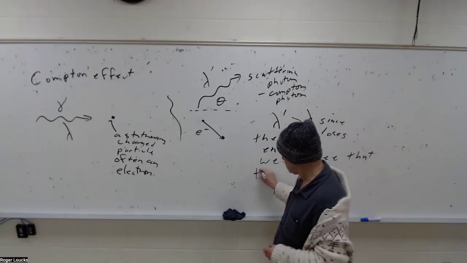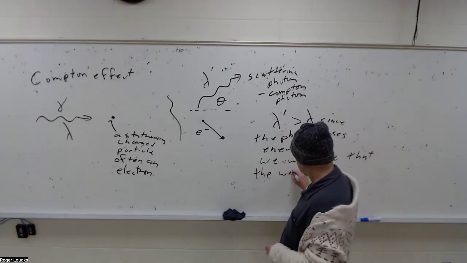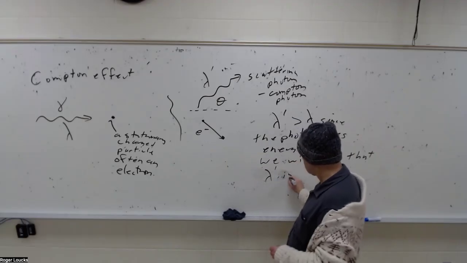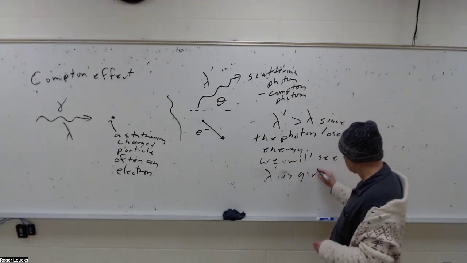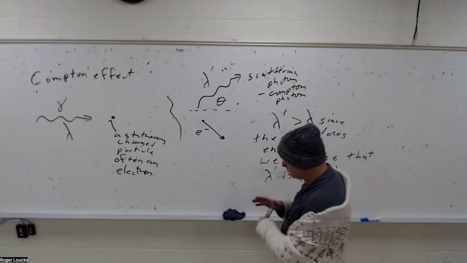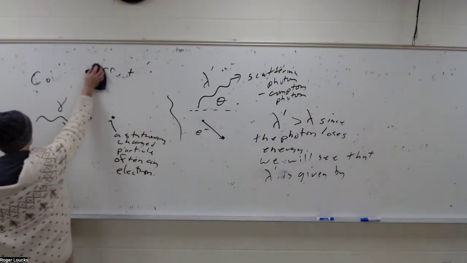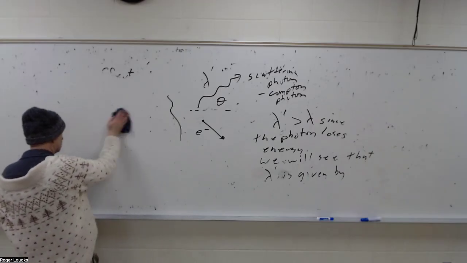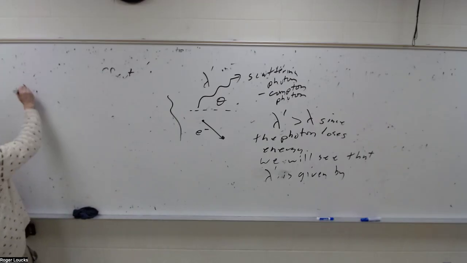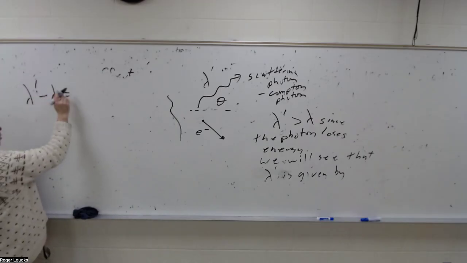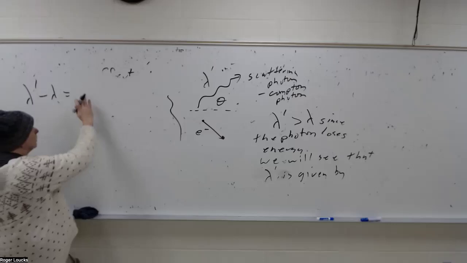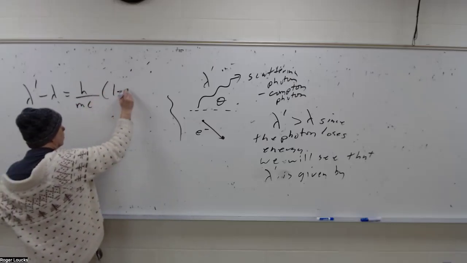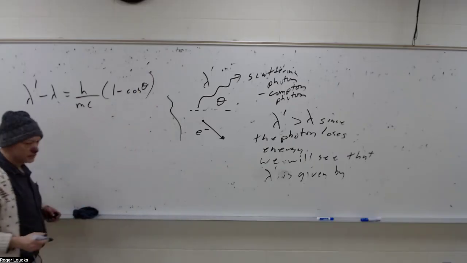We will see that the wavelength lambda prime is given by lambda prime minus lambda, and it's almost always written like this: h over mc times (1 minus cosine theta).